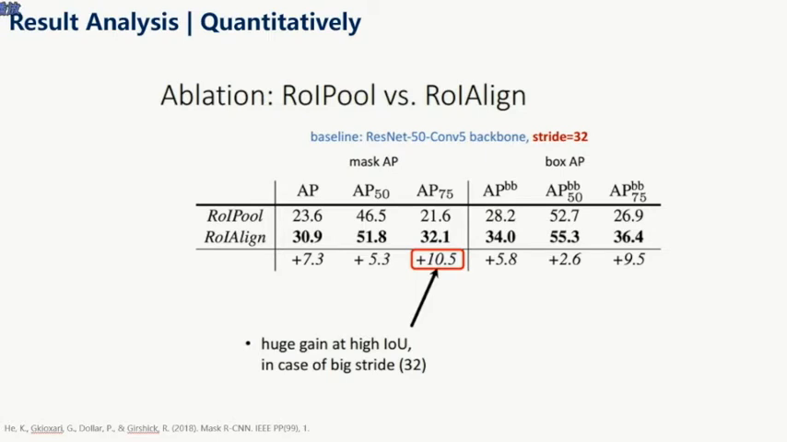Next, let's come to result analysis. First, quantitatively. ROI align can improve the performance of target detection greatly. According to this table, the results show that ROI Align increases the AP value of mask by 10.5 percentage points, and the AP value of box by 9.5 percentage points.